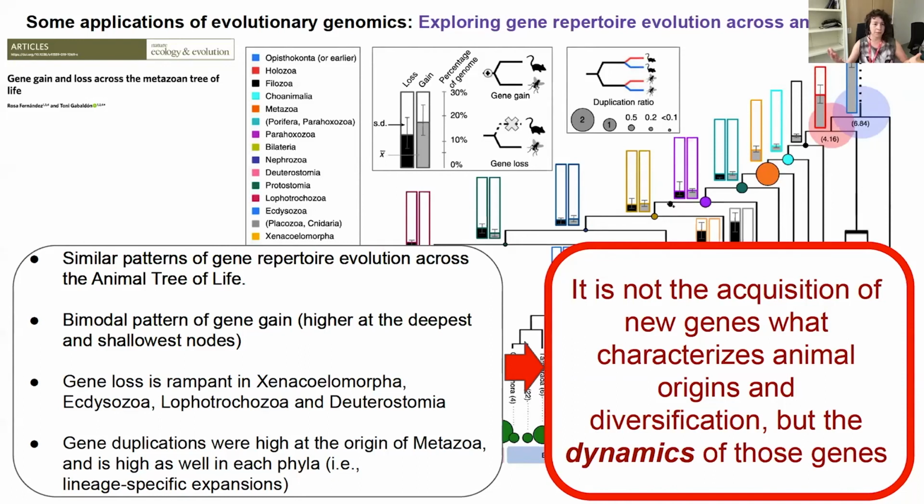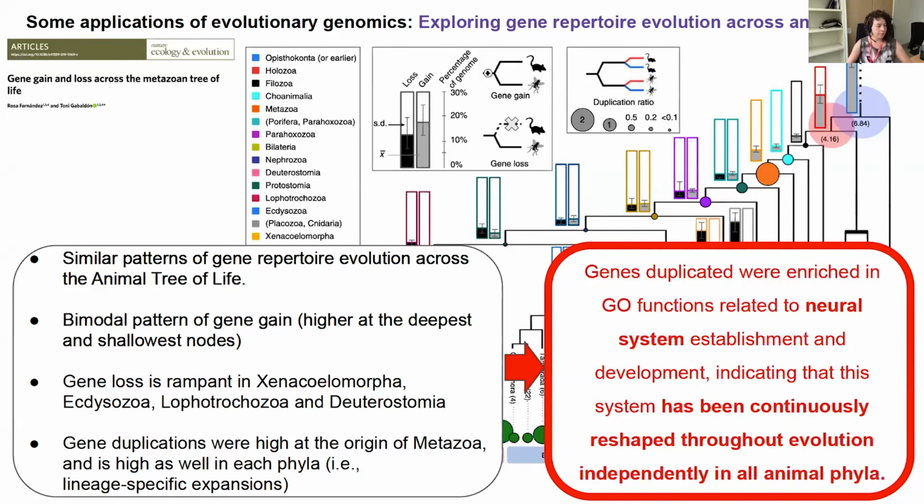Then these duplicates probably started to be co-opted to new functions in different lineages, giving them their singularity, and gene loss helped make these clades more different to each other.